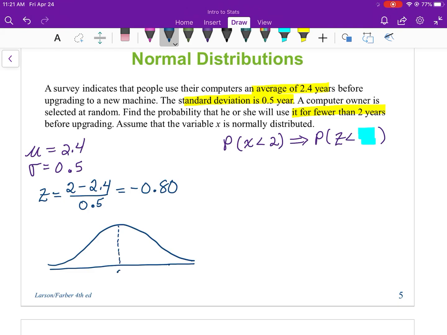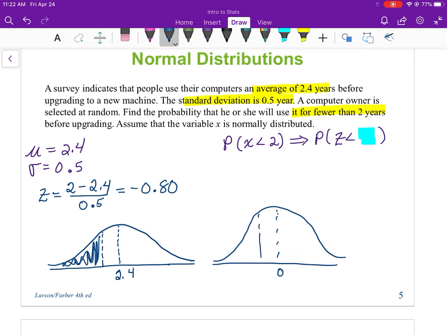So here's our mean. Here was 2.4. Our standard deviation was 0.5. And so we were looking at maybe this area before. Now what we're going to be doing, our mean here is now, or we're at 0. We're at negative 0.8. And now we're finding this area right here. Those areas are going to be the same. This negative 0.8 goes right here.